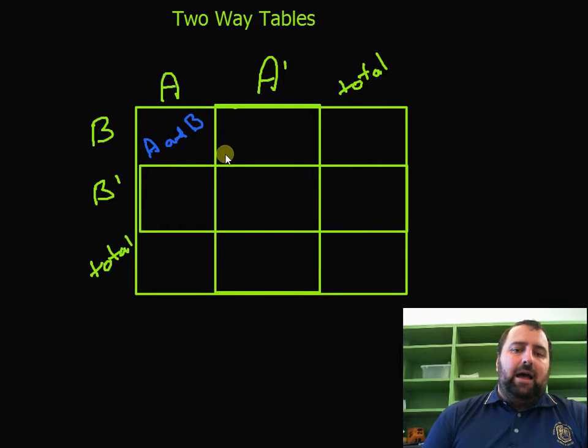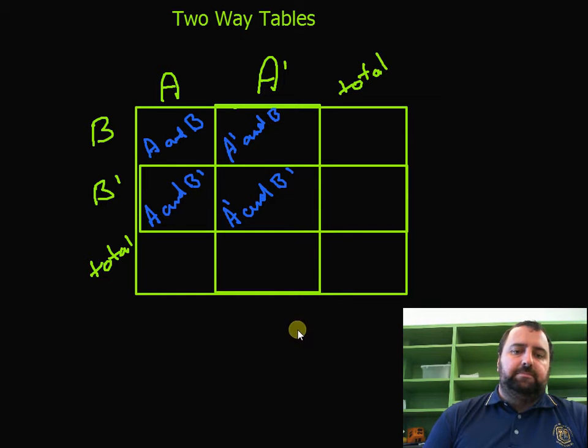Here we have A has not occurred, so not A, but B has occurred. So we have not A and B. Down here we have A has occurred, but not B. And down here we have not A and not B.